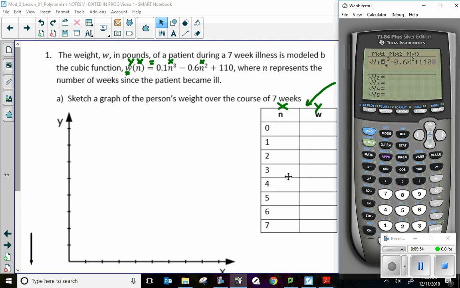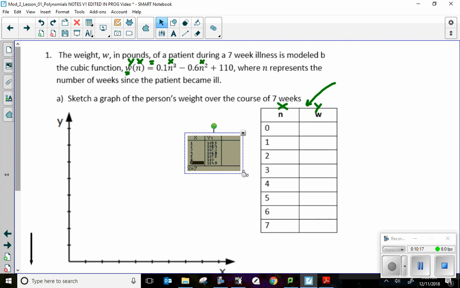I want 0 through 7. And I'm going to put the y values for the corresponding x values, okay? So I'm going to look at my table. 0 is 110, okay? Notice I want through 7, and I only go down to 6 here. So I'm going to go 1 through 6. And remember that 0 was 110. So I'm going to put this right over here, bam.